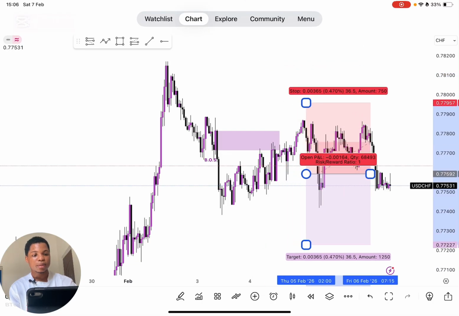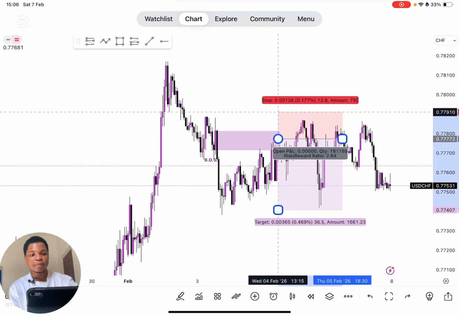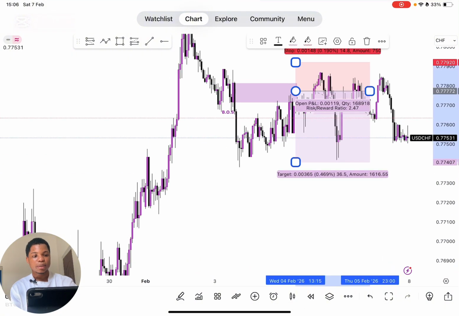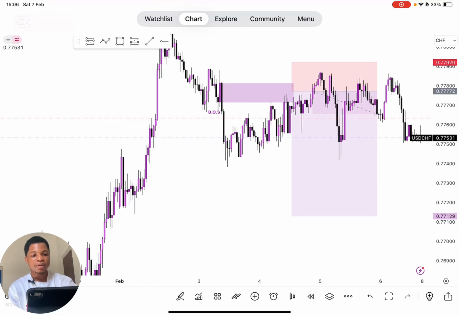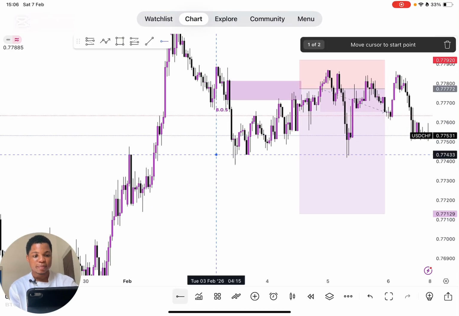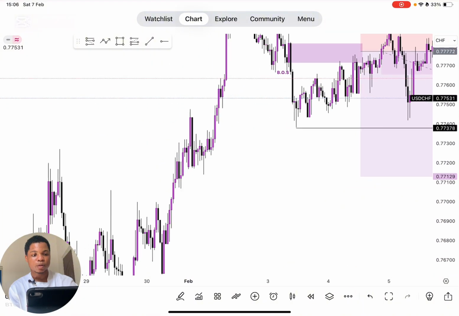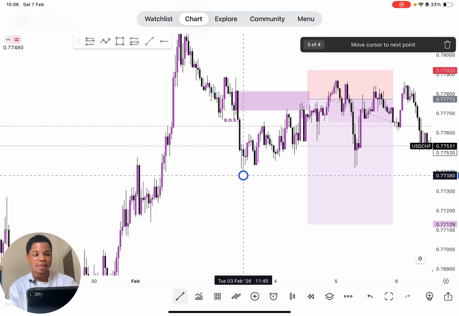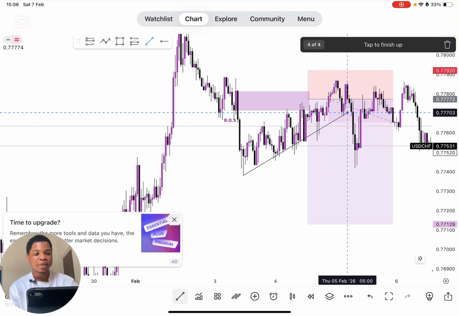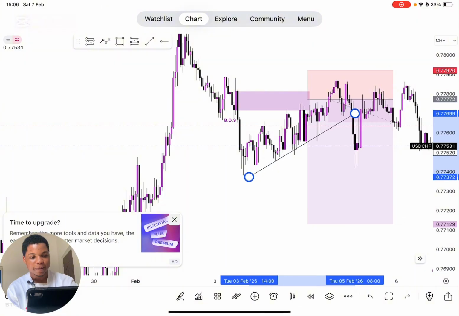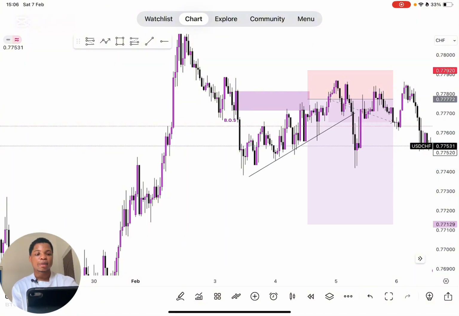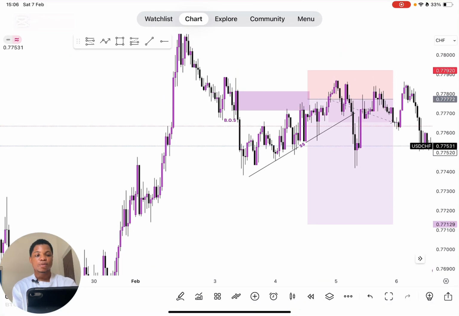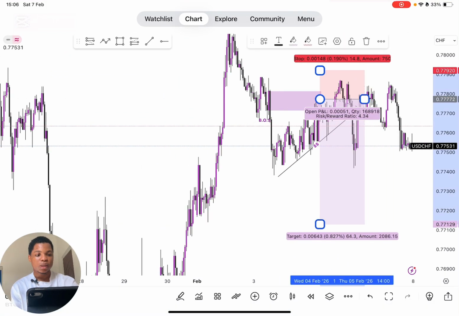So with my stop loss over here, you understand? And I was going for 1:4, because I was expecting all this liquidity, this trend line liquidity here, to be taken out. I was really expecting it to be taken out. There's liquidity there. So I went for 1:4 as usual.